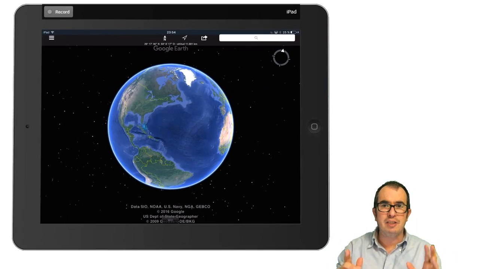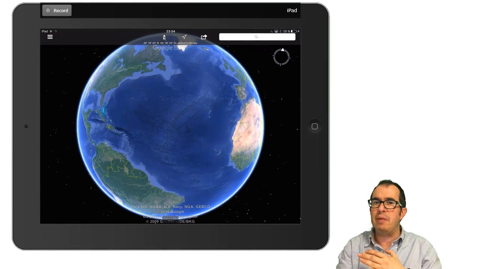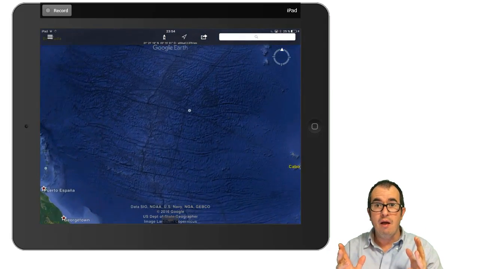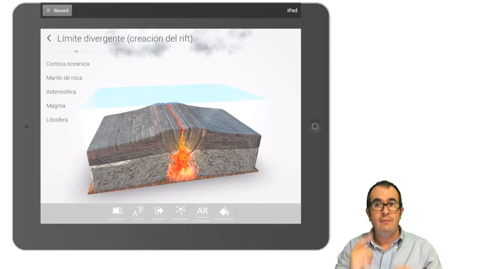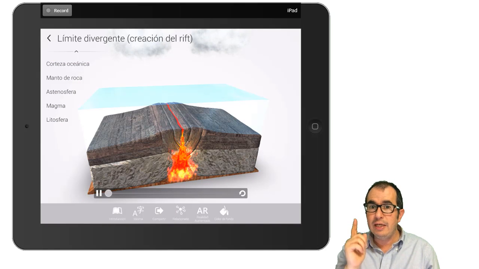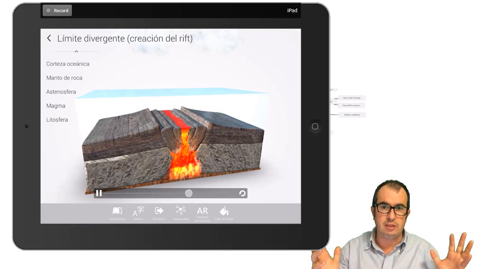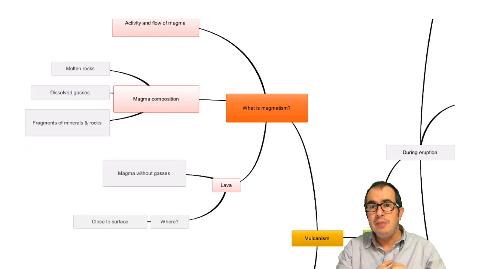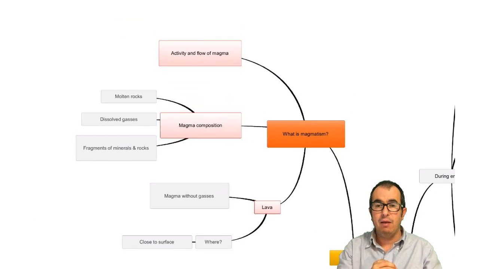Let's talk about volcanism now. Volcanoes and the erupting volcanoes are proof that heat remains inside the mantle. However, the most intense volcanic activity cannot be seen directly, because it occurs on the ocean floor at mid-ocean ridges. Magmatism is the activity and flow of magma.